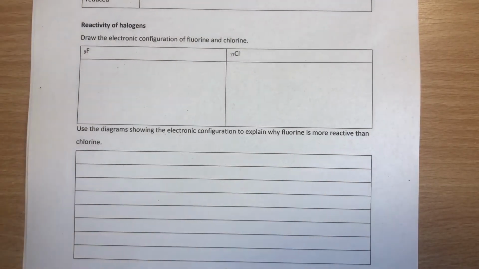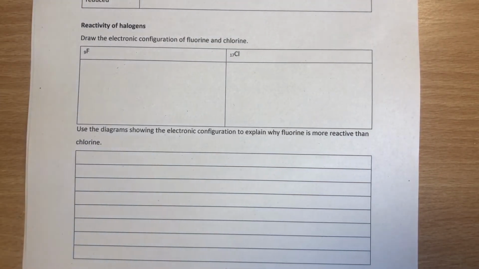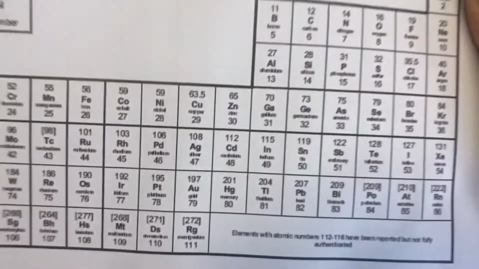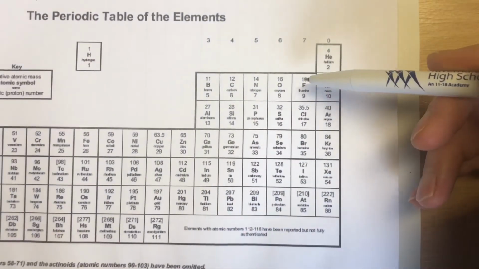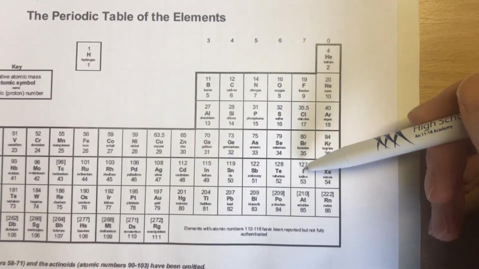We're going to look here at the reactivity of halogens. Now the halogens is a group on the periodic table. It's group 7 on the periodic table. We've got a periodic table over here, let's just quickly have a look at it. Okay, so the halogens is this group here. It's group 7. Fluorine, chlorine, bromine, iodine, astatine.